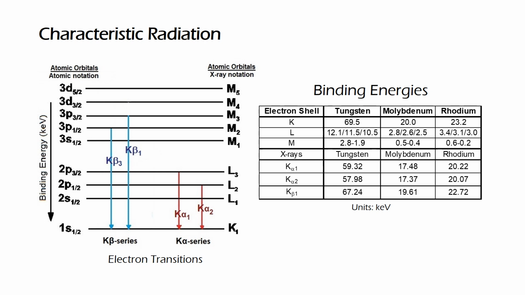Now that we know that K-alpha 1 characteristic radiation is due to electron transition from the L3 orbital to the K1 orbital, we can easily determine the energy of the characteristic radiation produced by subtracting the binding energy values provided in the table. K-alpha 2 characteristic radiation is produced due to electron transition from the L2 orbital to the K1 orbital, and K-beta 1 characteristic radiation is due to transition of electrons from the M3 orbital to the K1 orbital.